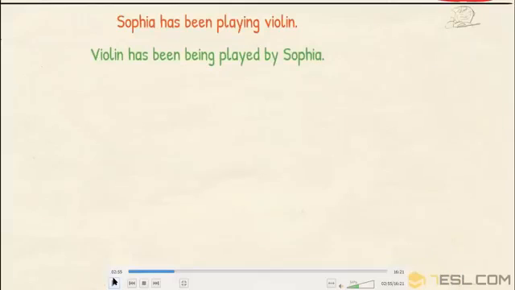And this is one of the very rare cases. Most of the time we don't use it. We don't use been and being with the ing form at the same time. But in a very rare case, we use it.